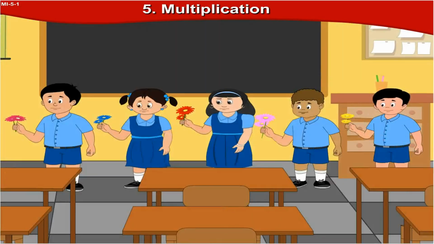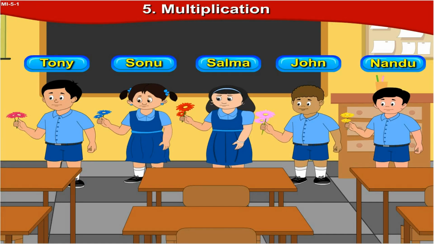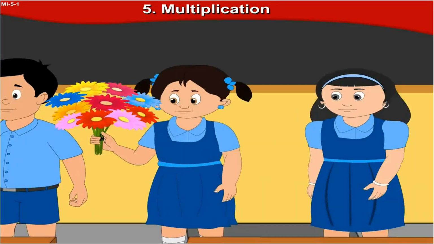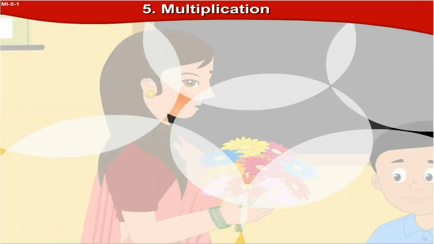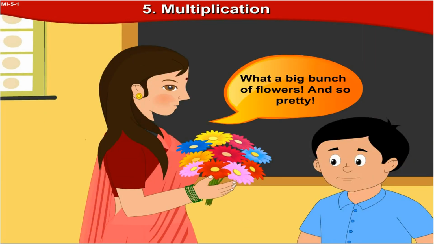Multiplication. The children made a bunch of flowers to give to Tai on Teacher's Day. Tony, Sonu, Salma, John, and Nandu each brought 2 flowers and Sonu tied them together. Lovely! What a big bunch of flowers and so pretty! How many flowers are there in it altogether?